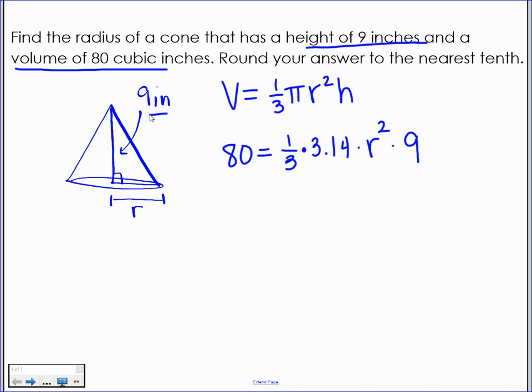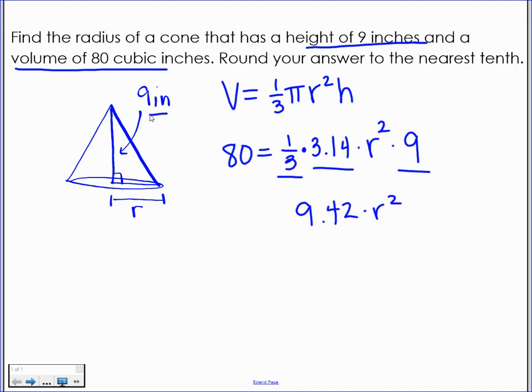Now the next step is to understand that all of these terms, 1/3, 3.14, r squared, and 9, are being multiplied. So let's multiply the parts that we can. We can do 1/3 times 3.14 times 9, and that gives us about 9.42 times r squared.